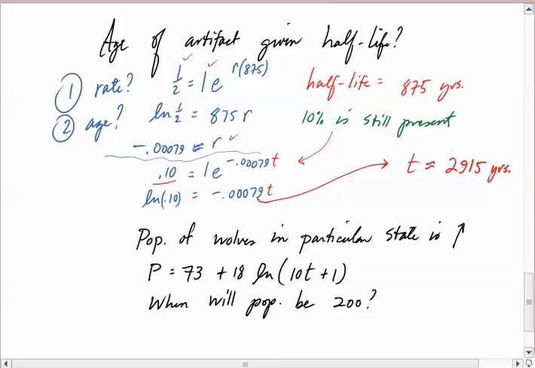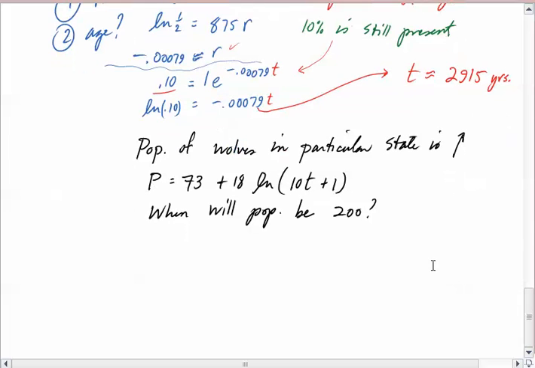2,915 years roughly. Okay, and then one last thing, if you're asked to solve a problem where it's actually a logarithmic equation, well then, for instance, something like this, let's say we know the population of wolves in a particular state is on the rise, it's increasing, and it's modeled by this formula. Population is 73 plus 18 natural log of the quantity 10t plus 1. And the question is, when will the population reach 200?